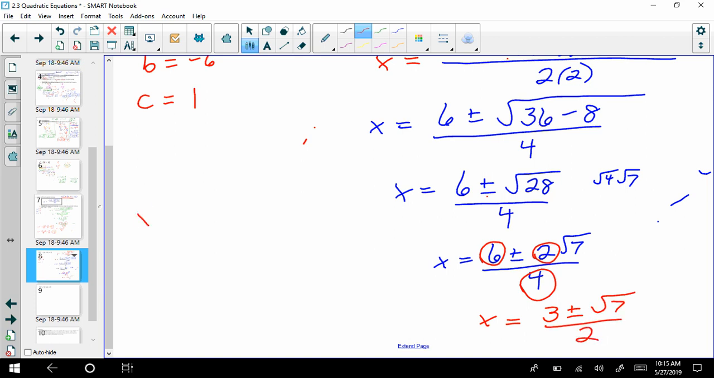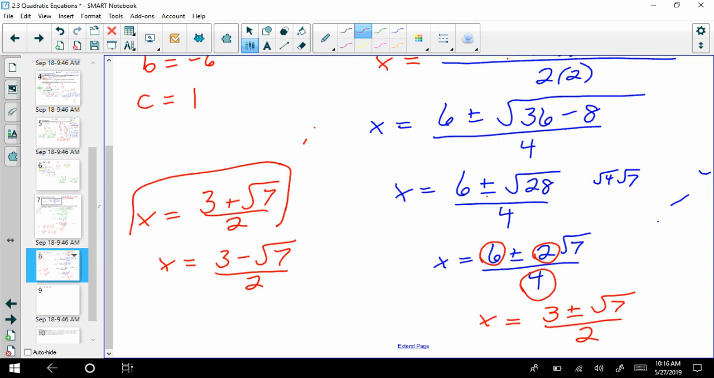So my two answers would be 3 plus square root 7 over 2 and 3 minus square root 7 over 2. I can't do any more simplifying besides turning them into decimals. So that's how I'm going to have to leave my two answers. Not the prettiest things. These are irrational answers.